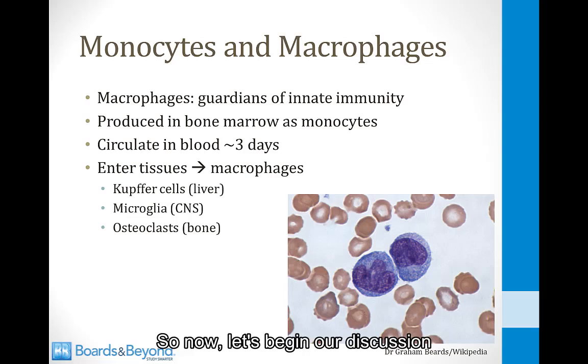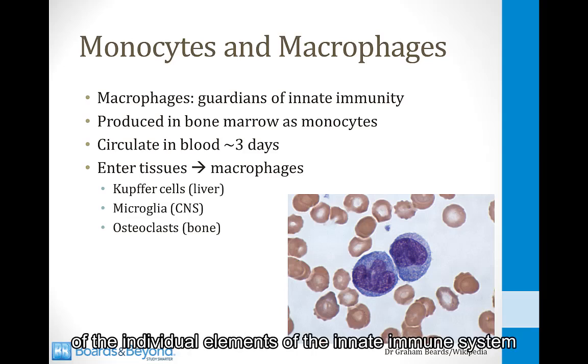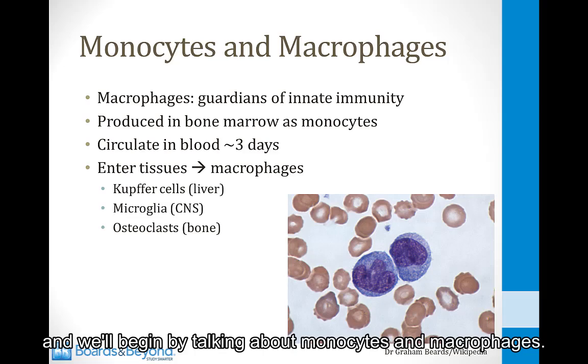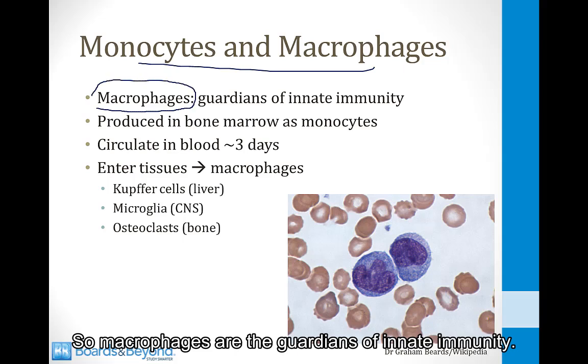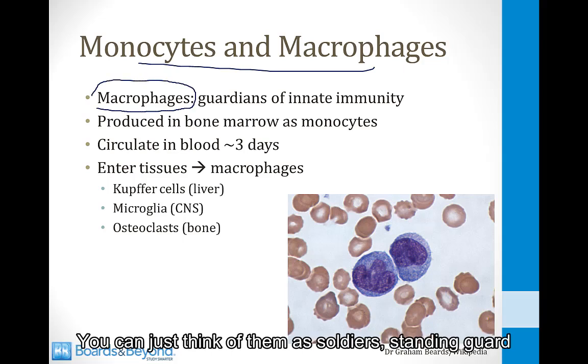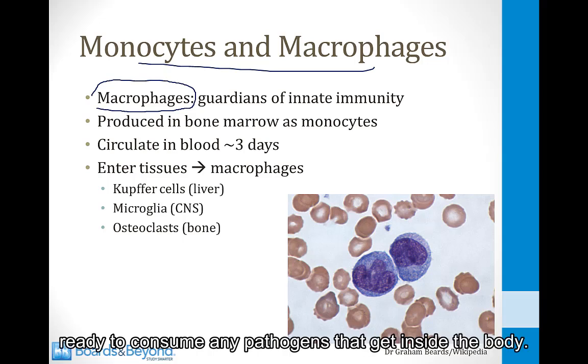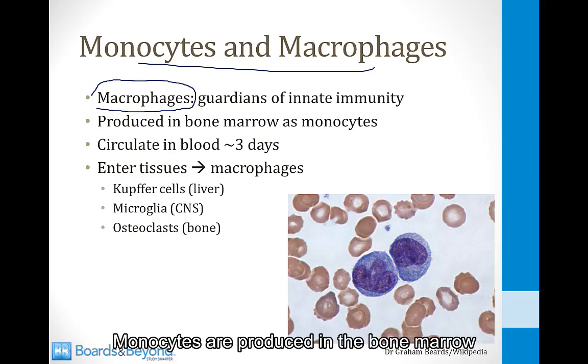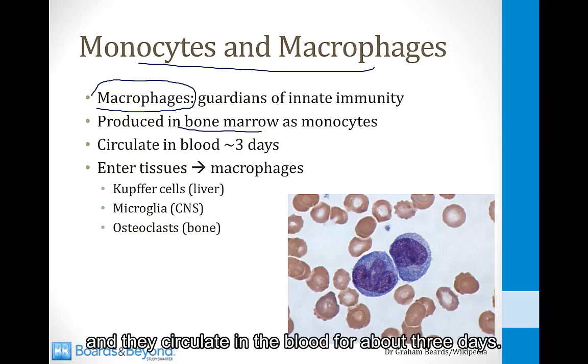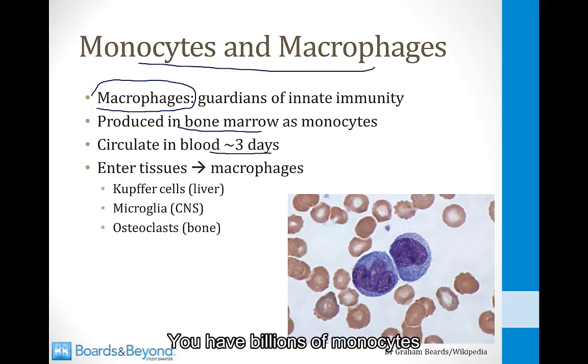So now let's begin our discussion of the individual elements of the innate immune system, and we'll begin by talking about monocytes and macrophages. Macrophages are the guardians of innate immunity. You can just think of them as soldiers standing guard behind the skin and mucous membranes, ready to consume any pathogens that get inside the body. Monocytes are produced in the bone marrow and they circulate in the blood for about 3 days. You have billions of monocytes in your bloodstream all the time.